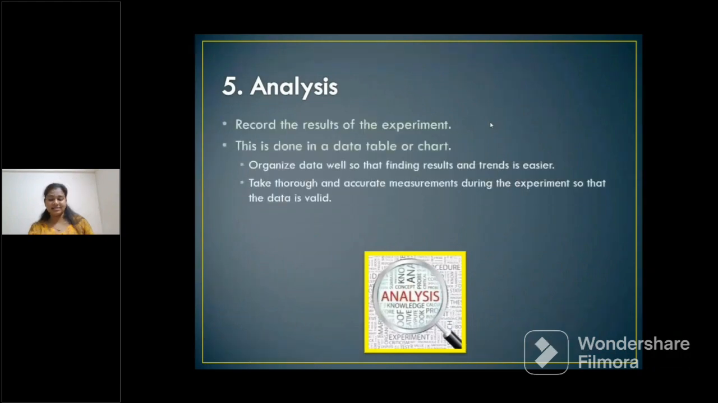So now what is the next step? This is the second last step in our research. We are trying to analyze and record the results of your experiment. It can be in the form of a data table, a chart, a graph, any of the choices of yours.